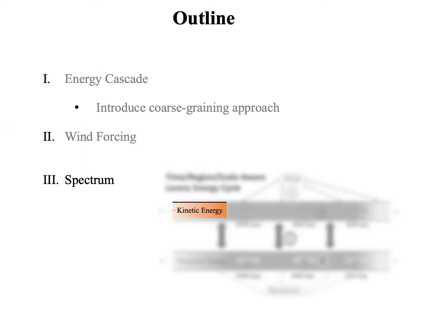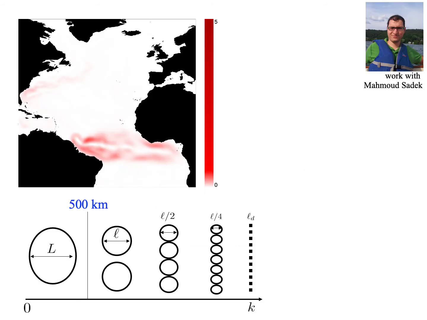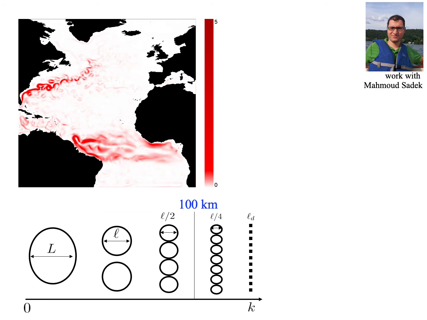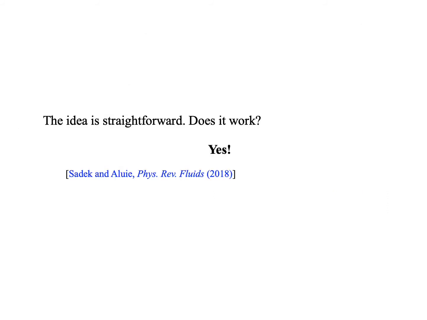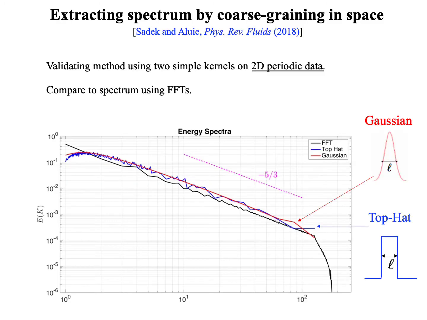How do you measure the spectrum in the ocean? Here I show you a coarse grain flow at 500 kilometers, coarse grain at 100 kilometers, not coarse grain. So you look at the flow at 500 kilometers and at 100 kilometers. If you subtract the energy between the two, in principle, you can get a spectrum. That's what a spectrum is, the energy at different scales. Does the idea work? It's straightforward. We show that it does work indeed.